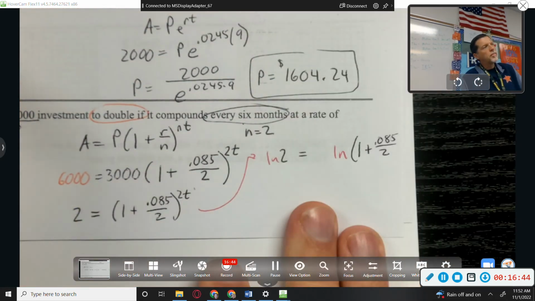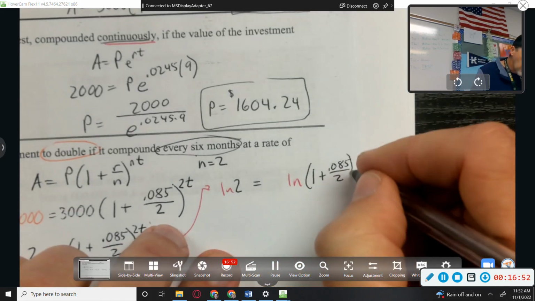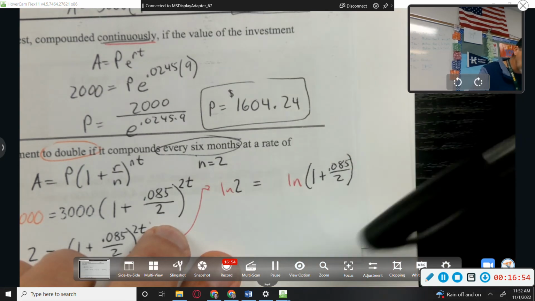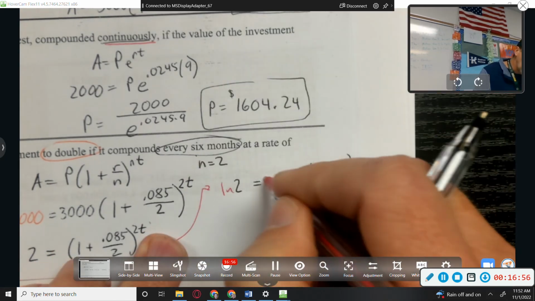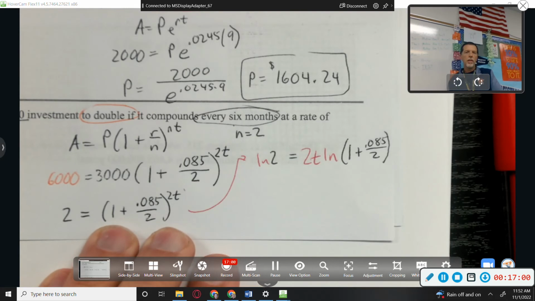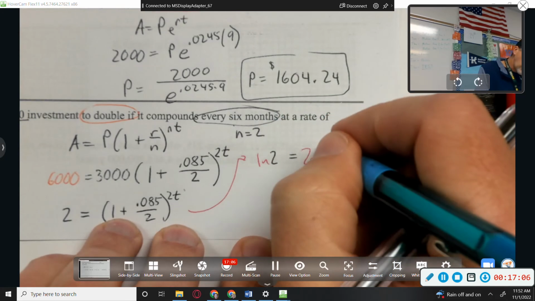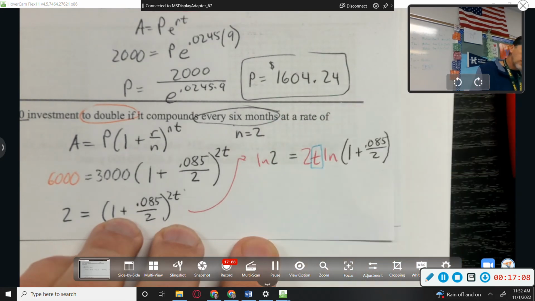You could, if you wanted to type that in and then use that decimal, that's fine. I'm just saving it for the end. I'm out of space, but I know the reason we logged it is to get that 2t down front. Okay, so I'm getting close. There's t.